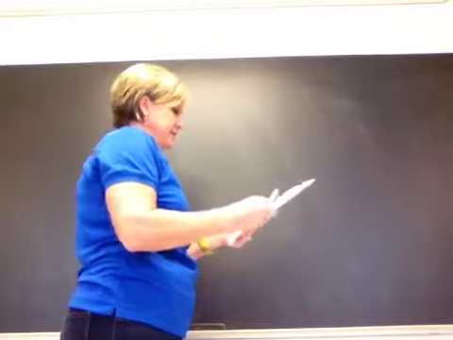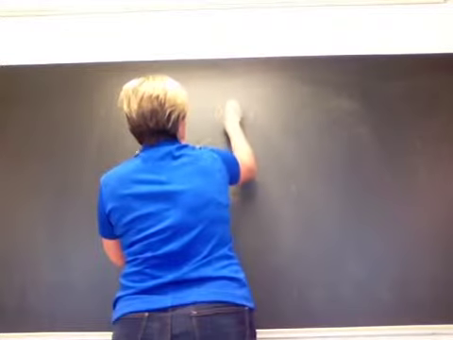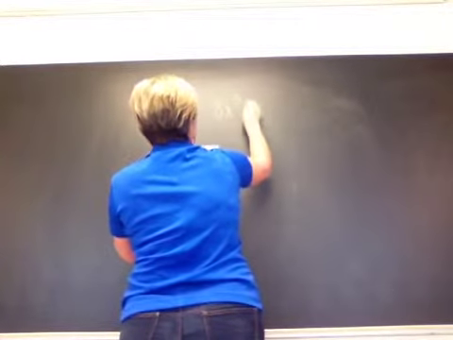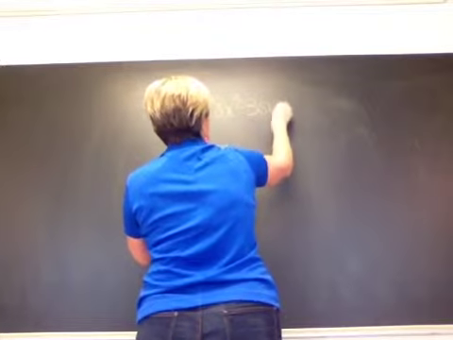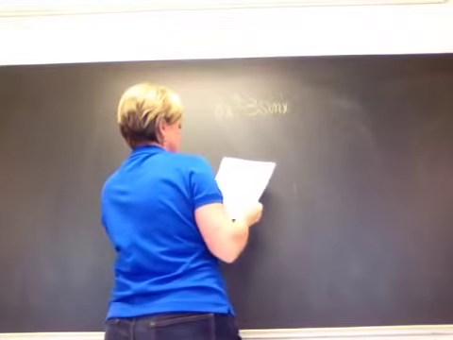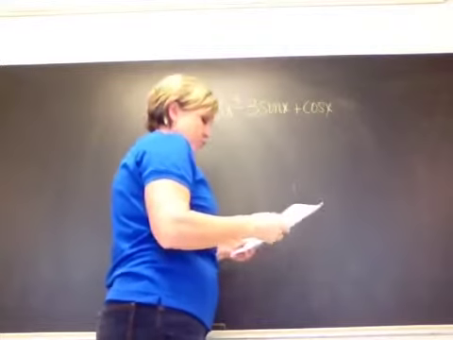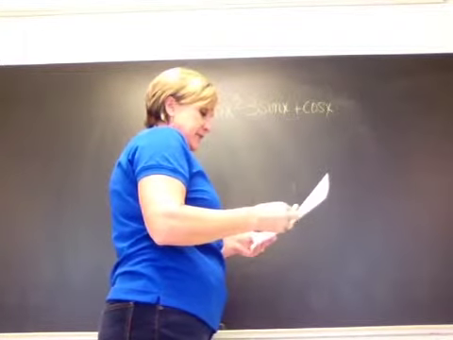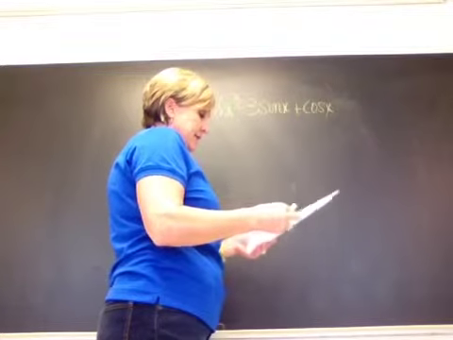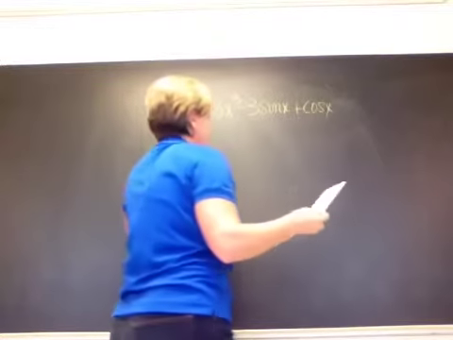14 is 8x cubed minus the constant rule, so it's 3 times the derivative of cosine, which is negative sine, plus the derivative of sine, which is cosine. So number 14 is easy. 15 is product rule. 16 is Hi-Ho, and I'll do that one.